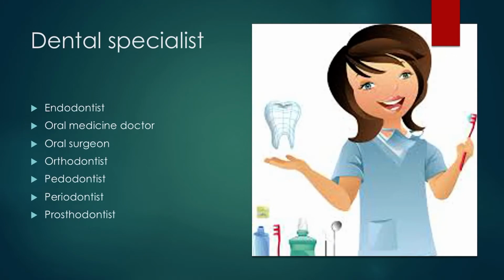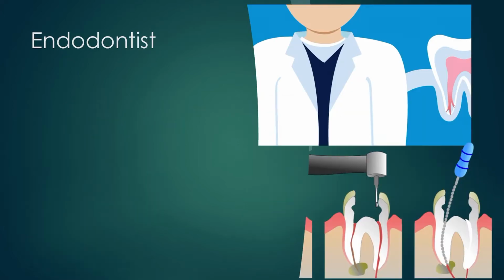Now, there are various specialities of dentistry. These are endodontist, oral medicine doctor, oral surgeon, orthodontist, pedodontist, periodontist and prosthodontist. Now, what does an endodontist do? They are the specialized doctors who deal with the problems of tooth nerves and pulp, and they are specialized in doing procedures to treat the same by root canal treatment, also called RCT.